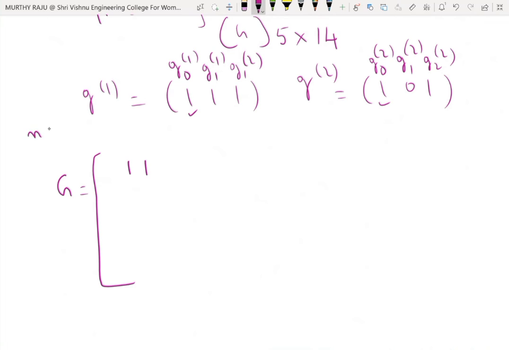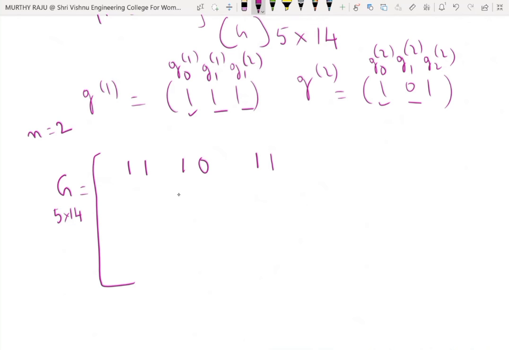Because the number of output bits is 2 for the convolutional encoder, group 2 bits: 1 1. Next 1 0, then 1 1. First row completed. That means 5 rows and 14 columns.